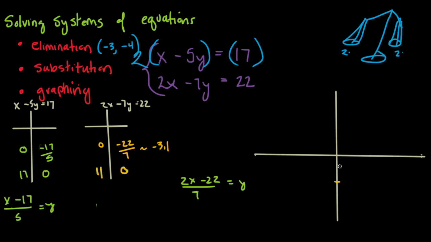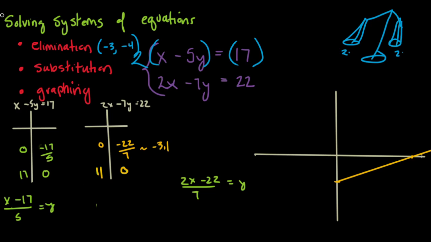And then my second point is when x equals 11, so that might be somewhere out here, y equals 0. So you can actually plot that and you can say, hey, oops, that didn't work. There. So the line is going to be something like this.